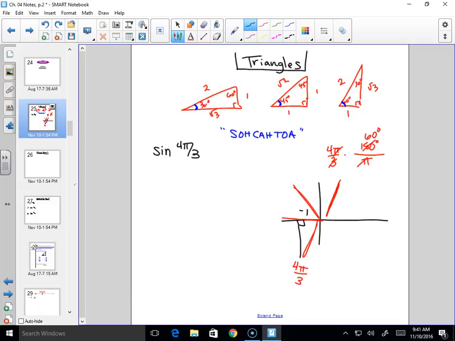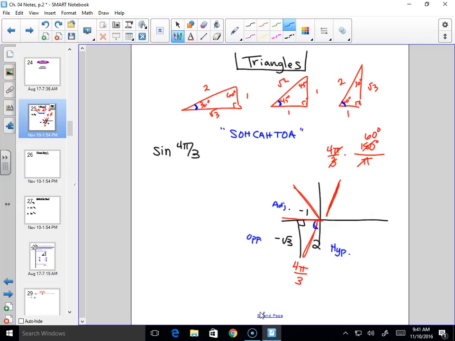The long side is going to be root 3, but he's down, so he's negative. The radius is always 2. Positive. And then you can say, okay, there's my little angle. He's my opposite. He's my adjacent. And he's my hypotenuse. How do you find all 6 trig ratios?